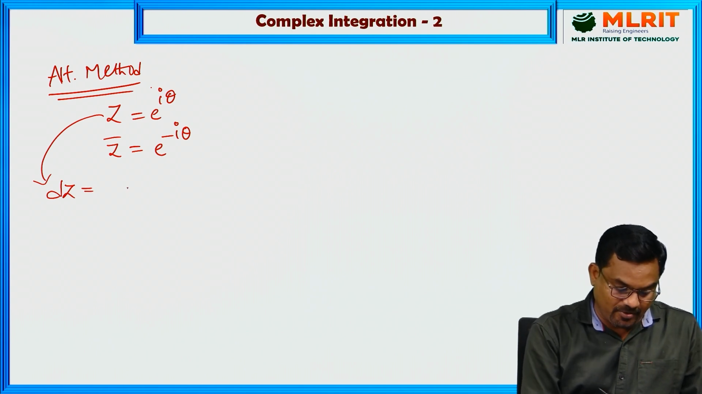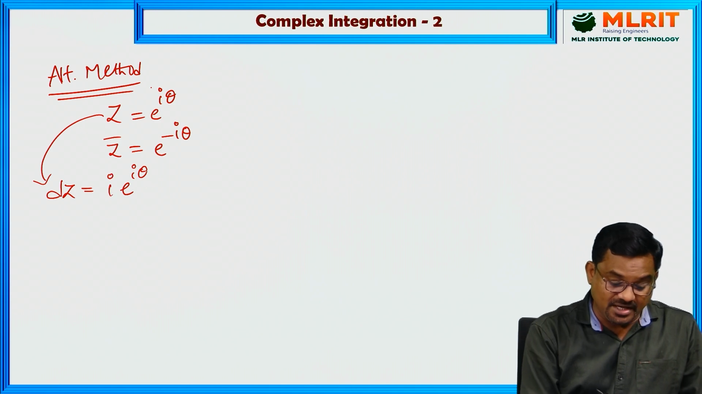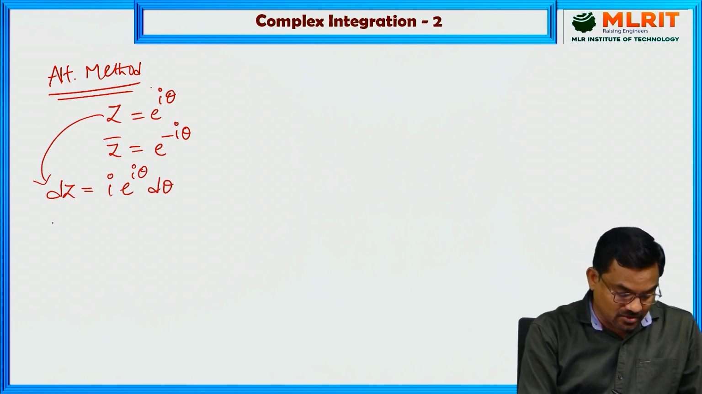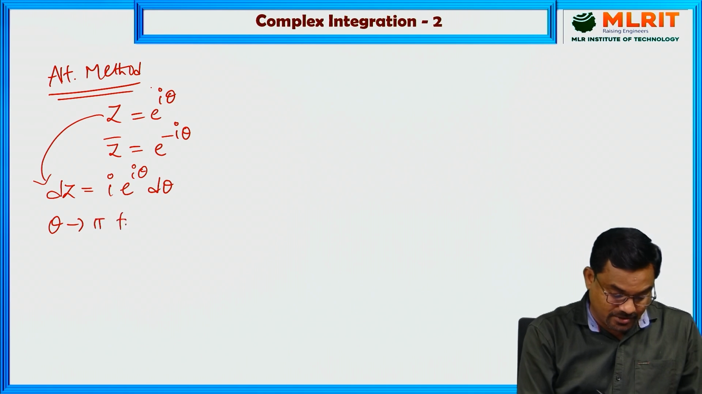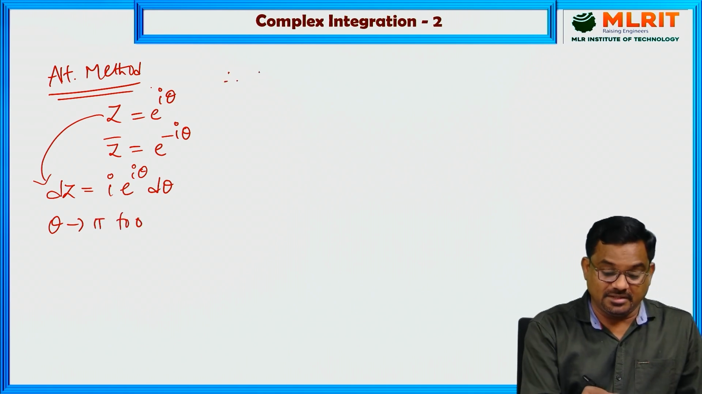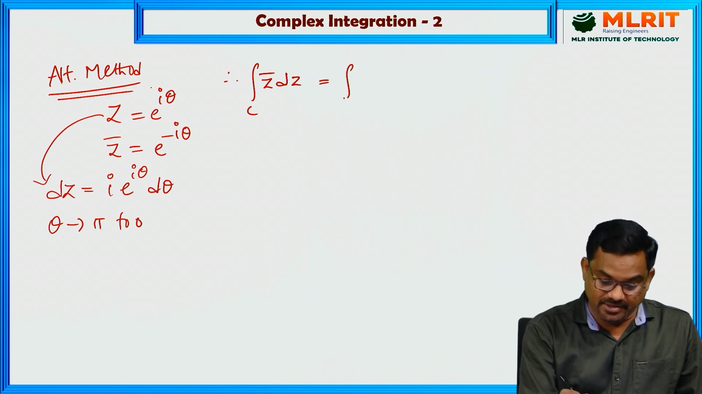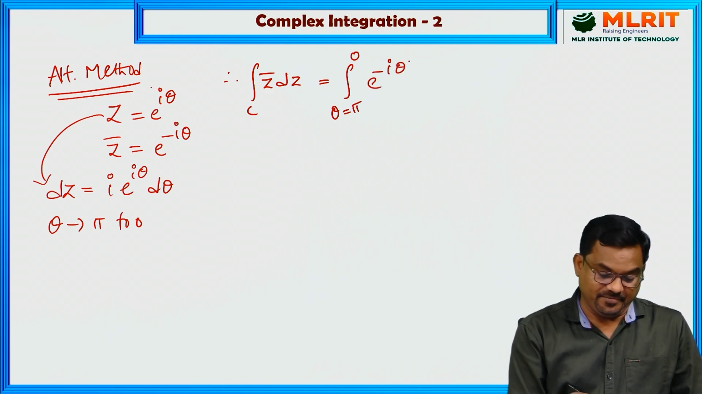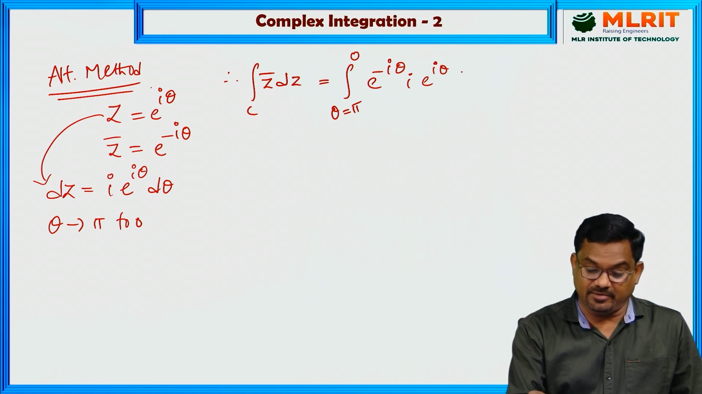Derivative of e power i theta is e power i theta itself, and the inner function derivative is i, and for theta the derivative is d theta. And also theta changes from pi to 0 in clockwise sense. Therefore the given integral of z bar dz will be integral theta from pi to 0, z bar is e power minus i theta, into dz, i into e power i theta into d theta.